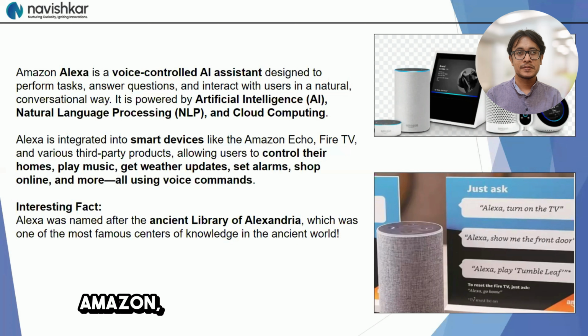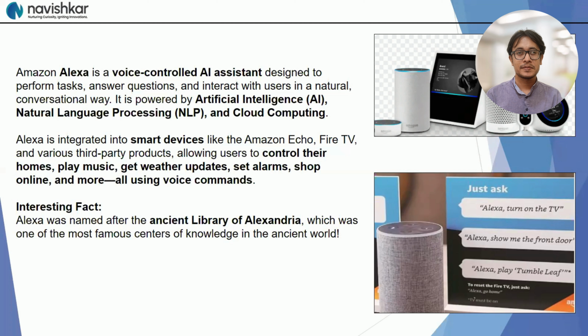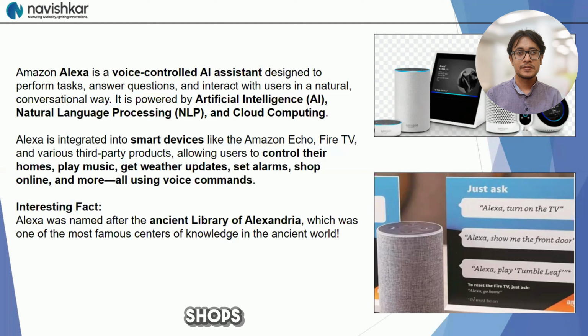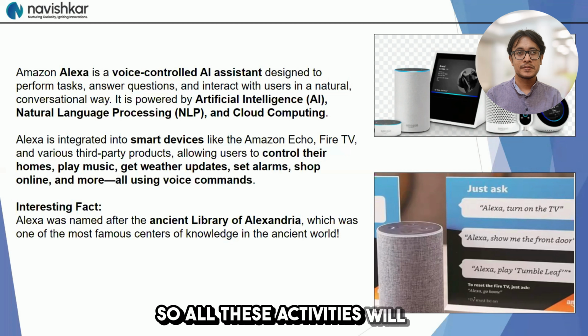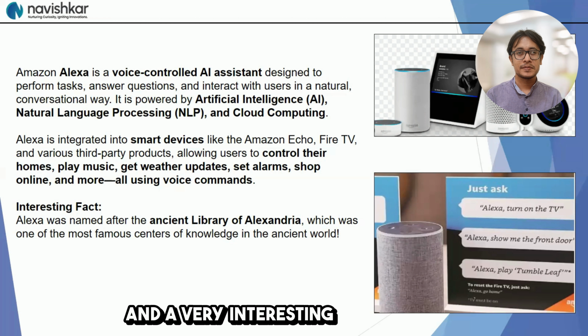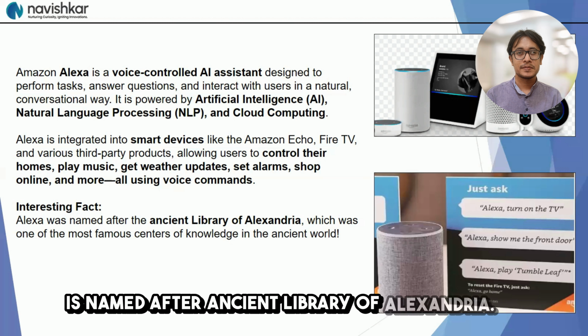You all must have seen the Amazon Echo, the Fire TV, and third party products. We can control Alexa; it can play music, check weather activities, and run online shopping activities. All these activities can be done by voice command using Alexa. And a very interesting fact is that it is named after the ancient library of Alexandria.